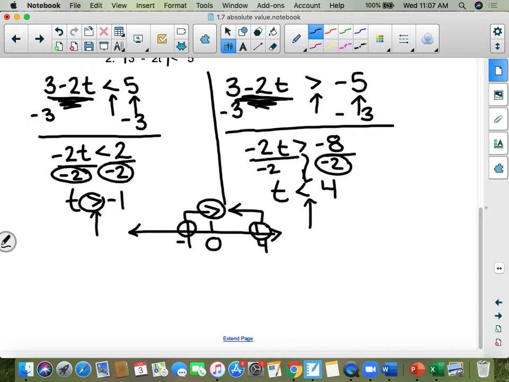My final answer is interval notation. I need a parenthesis because it's an open circle from a negative 1 to a positive 4, and then another parenthesis, which means open circle.